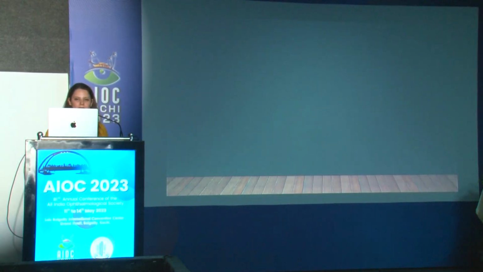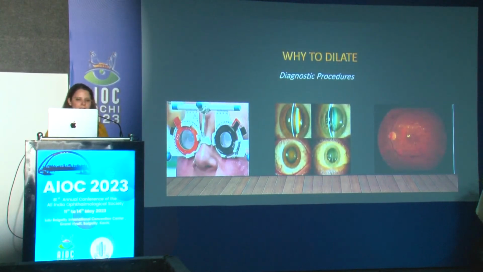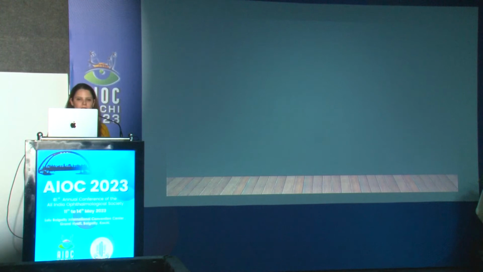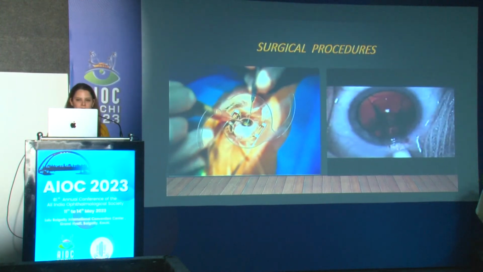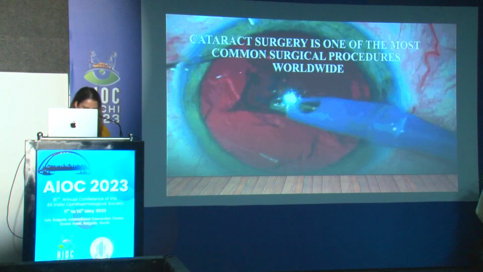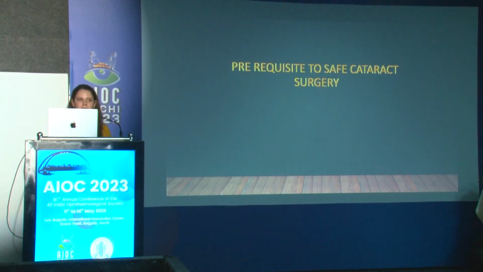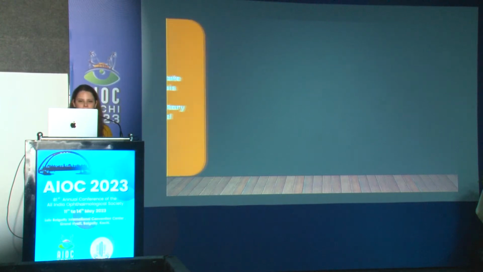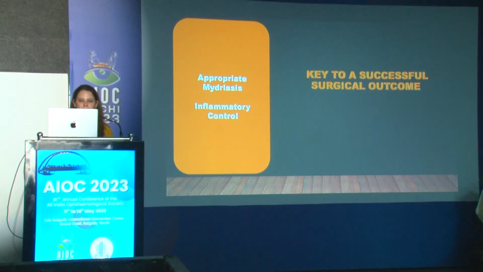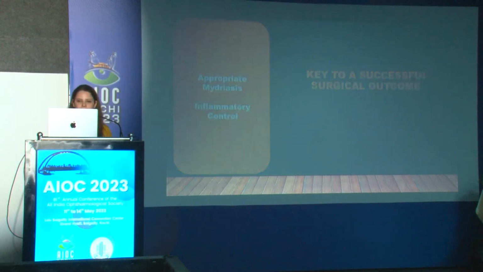So why do we need to dilate the pupil? We need to dilate it for various diagnostic procedures like refraction, nuclear grading of the cataract, and fundus evaluation. Surgically, we use it for every intraocular procedure. With cataract surgery, it has become of paramount importance because with the recent advances in phaco techniques, the ease of pupillary dilatation has improved the post-operative outcome and there are fewer complication rates. It has become one of the prerequisites for safe cataract surgery. Appropriate mydriasis and inflammatory control are key to a good surgical outcome.